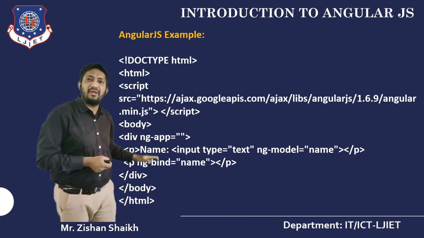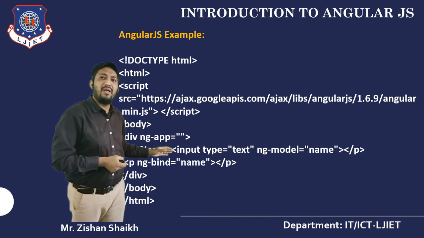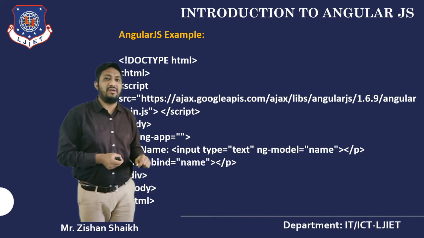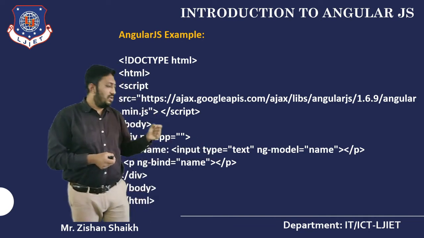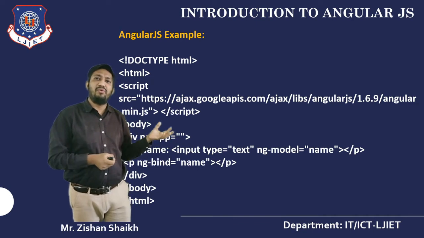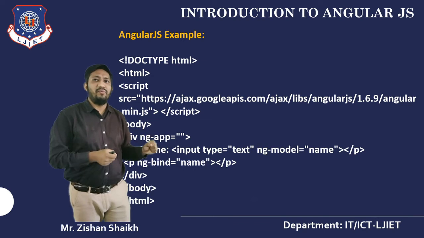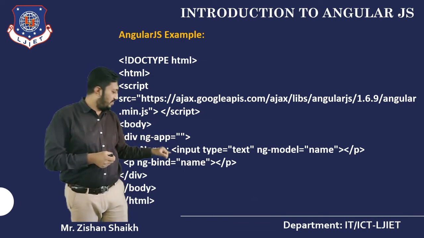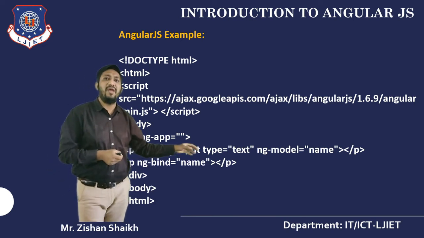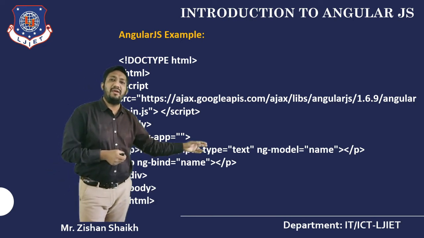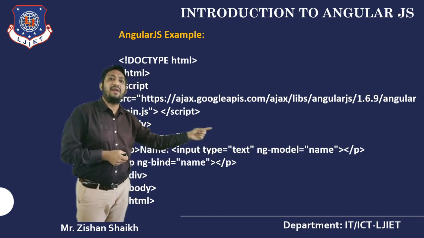Now in one div tag you are writing two p tags. In one p tag we are writing name, and input type equal to text here, and ng-model equal to name here. So here ng-model is useful when you want to control different attributes of your form tag. Okay, so here we are playing with the text type. Your input type is equal to text, and here your data will be reflected with the help of ng-model name.